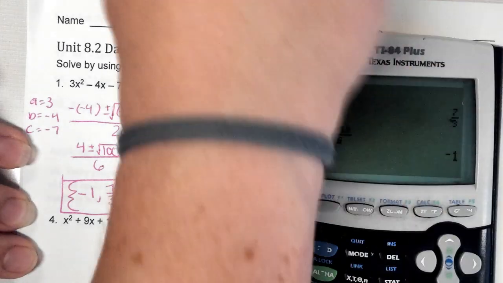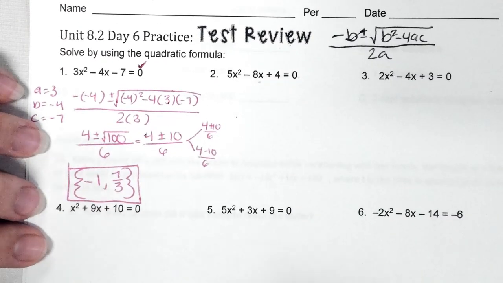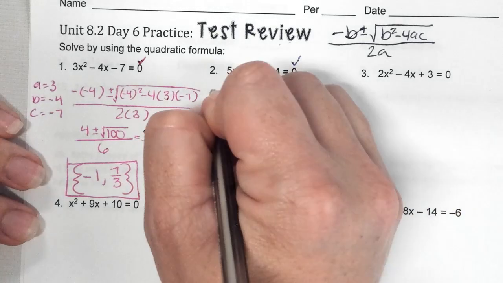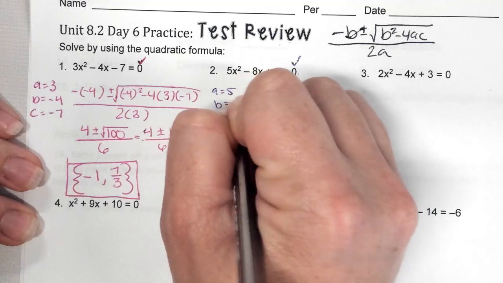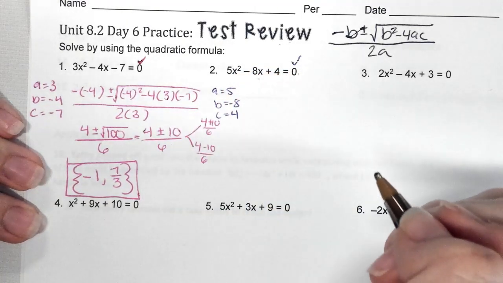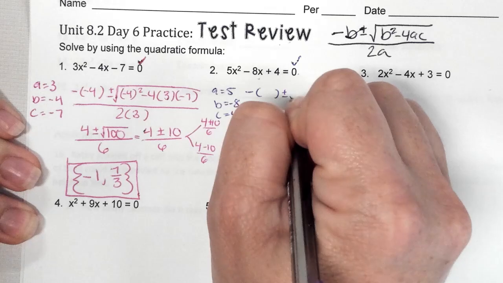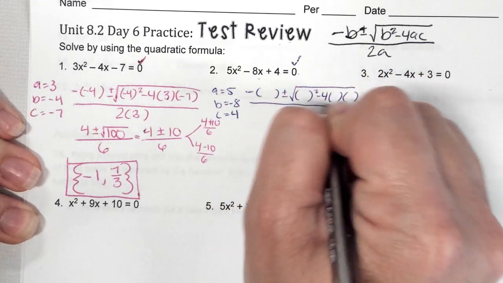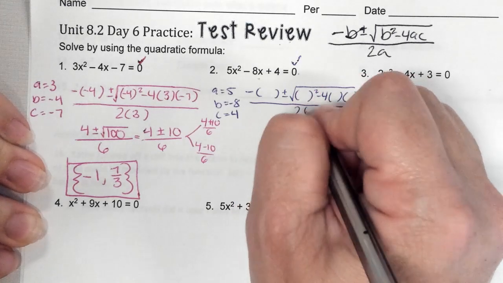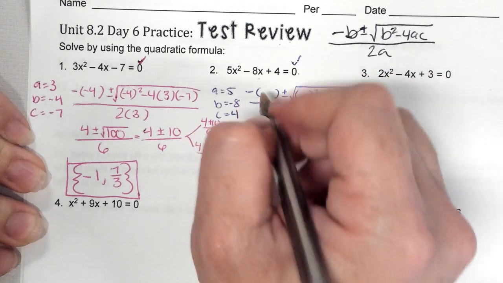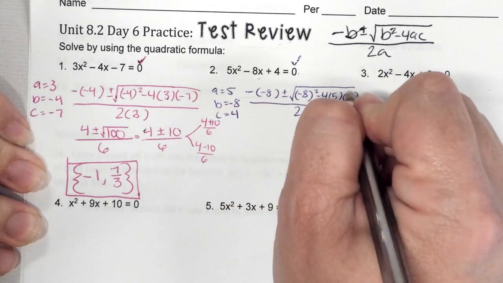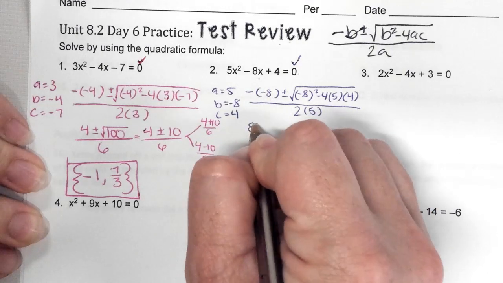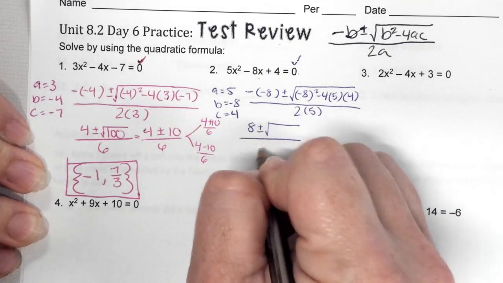Okay, now look at number 2, same concept. It already equals 0, so we're ready to get started. A is 5, b is negative 8, c is 4. So I have negative b plus or minus square root of b squared minus 4 times a times c all over 2a. So a is 5, b is negative 8, c is 4. So I know that the double negative is 8 plus or minus, and then 2 times 5 is 10.